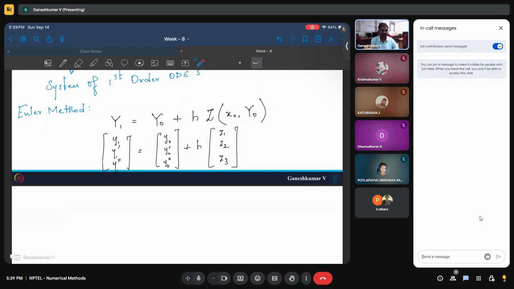This is just a function, right? You just evaluate it, and that's how you find y1, y1 dash, y2 dash, and you keep doing this again and again for each and every step. That is how you integrate this entire third order ordinary differential equation.